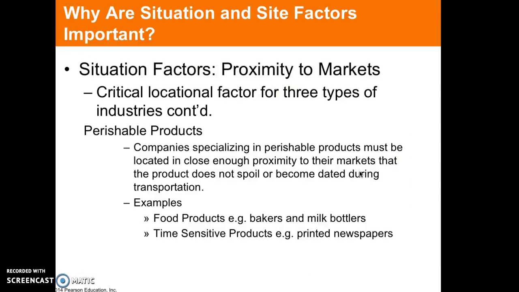You also might be located near a market because you make a perishable product. And we talked about this with agriculture a little bit as well. If you make a perishable product, you must have locations that are close enough to the market so they don't spoil or become dated during transportation.